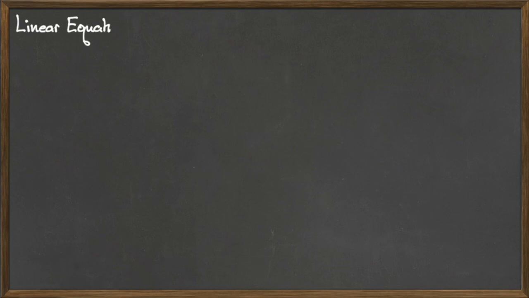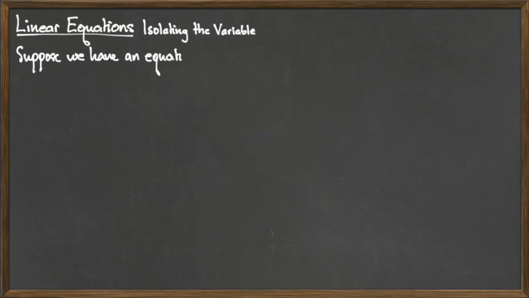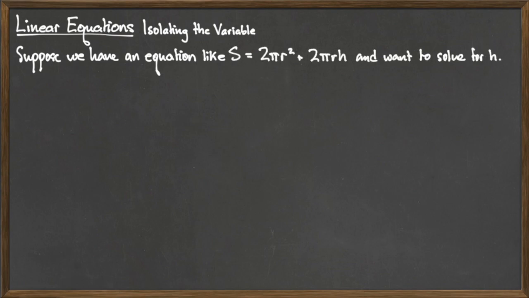For our last example, let's look at an equation that has several variables that aren't all linear. We're going to look at the equation S equals 2 pi r squared plus 2 pi r h, and we're going to solve for h. Even though I have an r squared and a pi, I can still solve for h because h itself is a linear variable. It just means that my solution is going to have h expressed in terms of other variables.